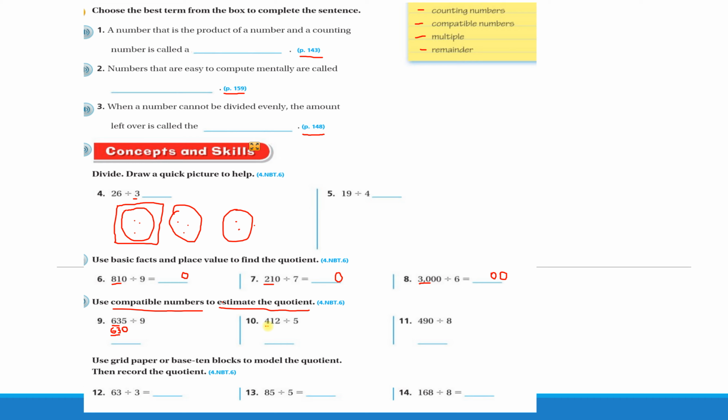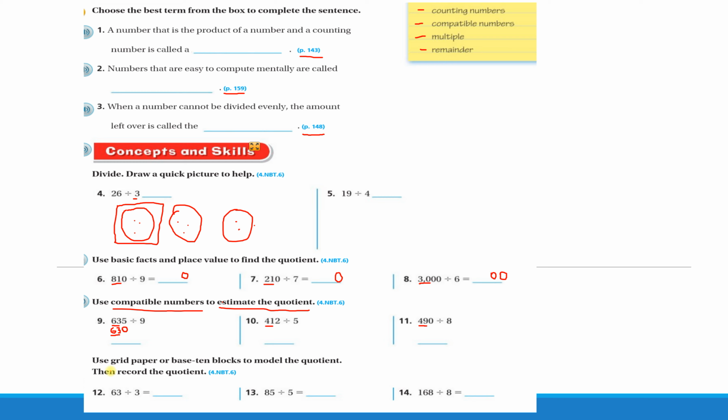Okay, again, here you look at the first 2. Well, 5 won't go into 41. But 40 is very close, and 5 will go into 40 evenly. And then you do the same on this problem. The closest number to 49 that 8 will go into evenly. That will give you a problem very similar to 6, 7, and 8, which is nice and easy.